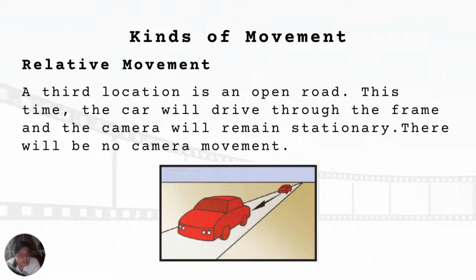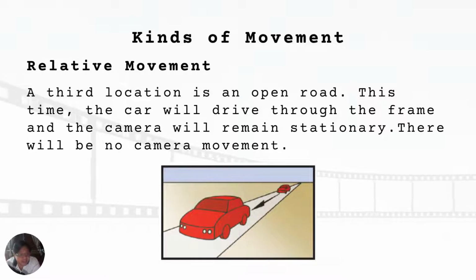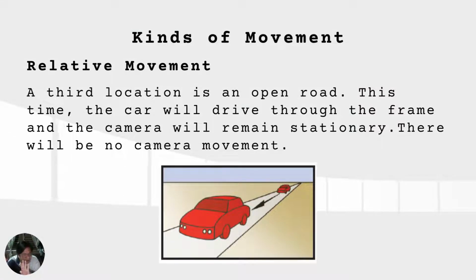Now, for the third location, it is an open road. So this time, the car will drive through the frame and the camera will remain stationary. Yung kanina kasi, nagpapan. Okay? So relatively, there's no movement if centered lang yung panning. But for this instance, the camera will remain stationary and the subjects are the ones who will move relative to the location.